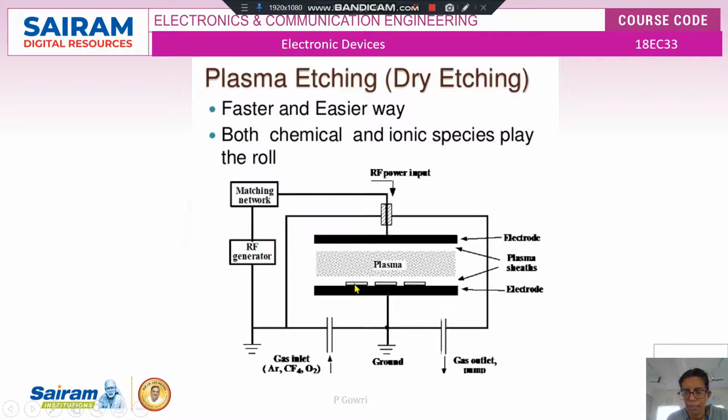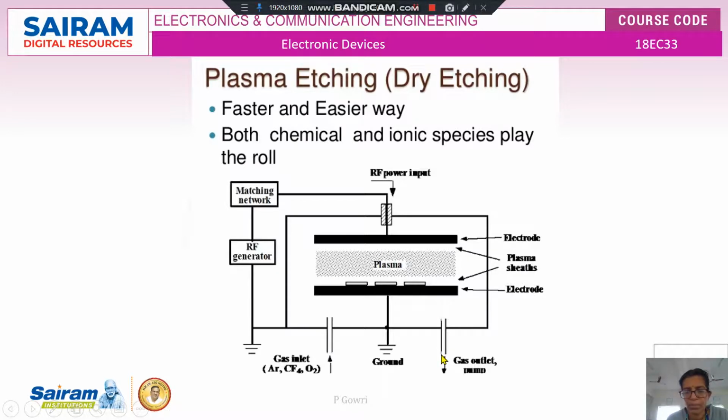My wafers will be present here and the electrodes are here. Whichever gas I want to give as an inlet, I have to pass the gas here and make the temperature increase because of these electrodes, and then the plasma will react with the wafers to give me the etching. It will do the etching process and the unwanted gases can be collected out.